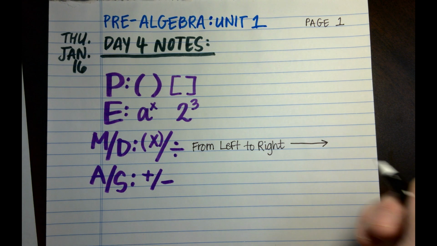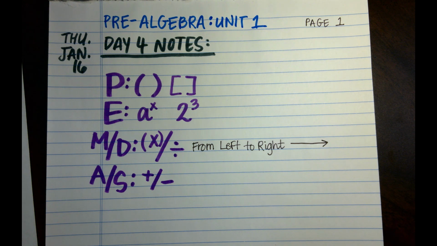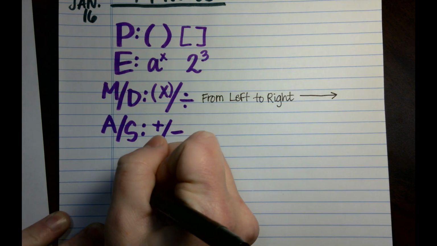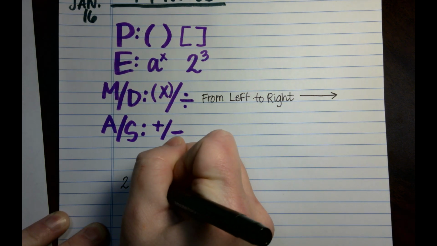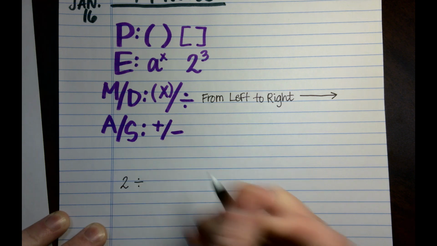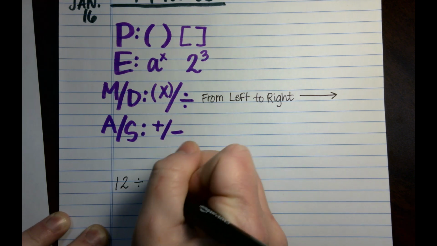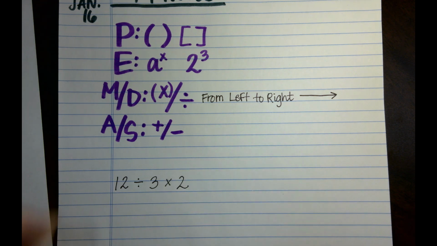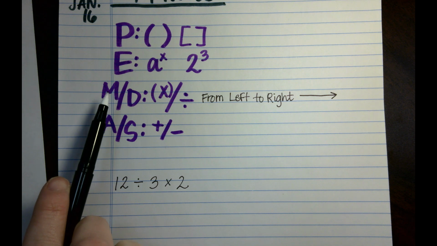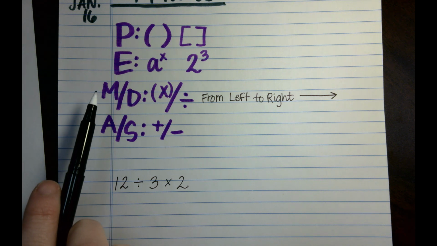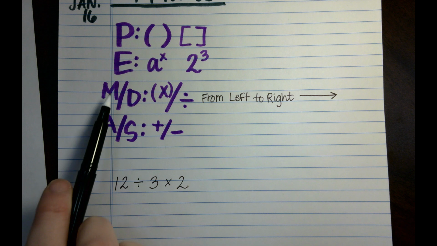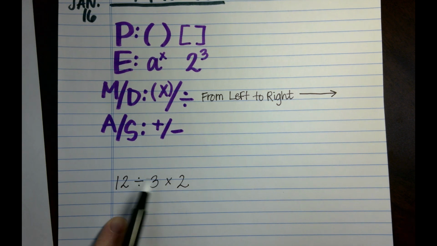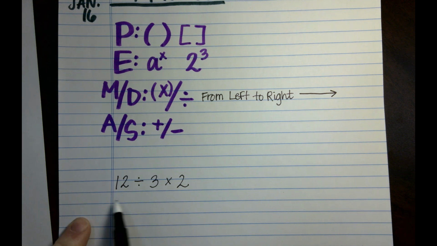For example, if I had, let's see. I'm going to move this down just a little bit. If I had 12 divided by 3 times 2. Even though M, multiplication, comes first, it's grouped with the division. It doesn't mean I do 3 times 2 first. It means, okay, I have just multiplication and division, so I'm going to do these from left to right.